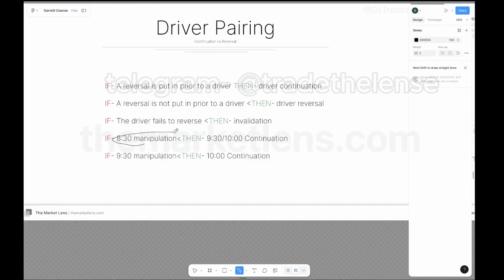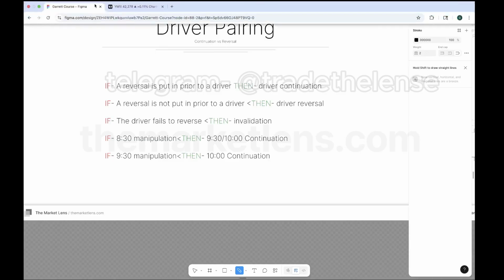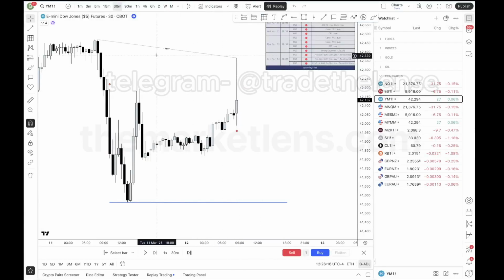So if 8:30 manipulates, then what should 9:30 do? It should expand, because prior to this 9:30 driver, what did we do? A reversal is put in prior to driver. So what should it do? It should continue, right? So this is what we can already anticipate, right?